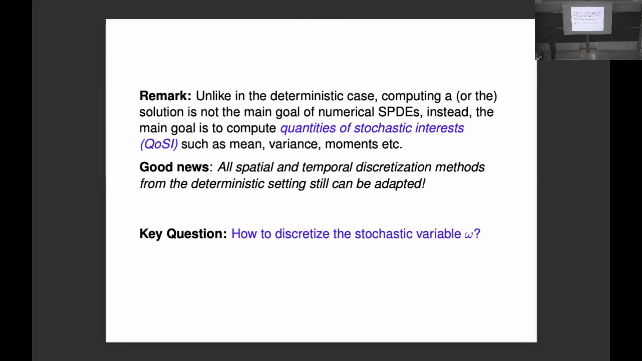Okay. So here, we discretize time and space using the standard way or a modified way, but that is another talk. This talk is about how to discretize in the stochastic variable, the omega variable. So that is the focus of this talk.